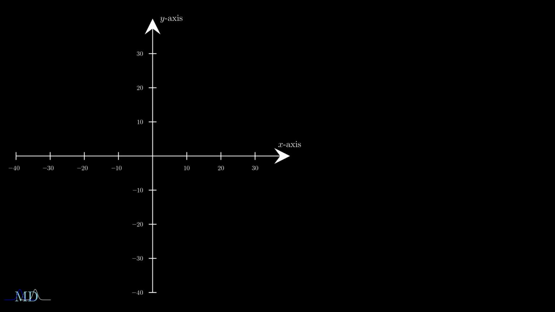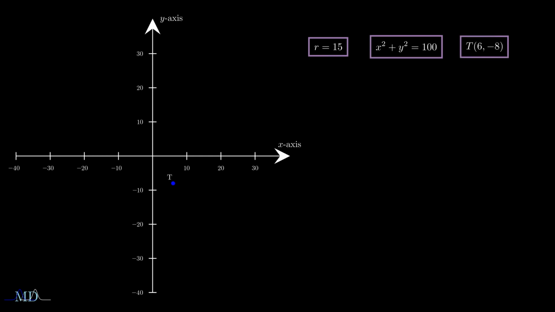In the second exercise we want to find the equations of the circles of radius r equals 15, tangent to the circle of equation x squared plus y squared equals 100 at the point T of coordinates (6, -8). Firstly, we know that circles may be tangent internally or externally. So we have to find two equations of two different circles.